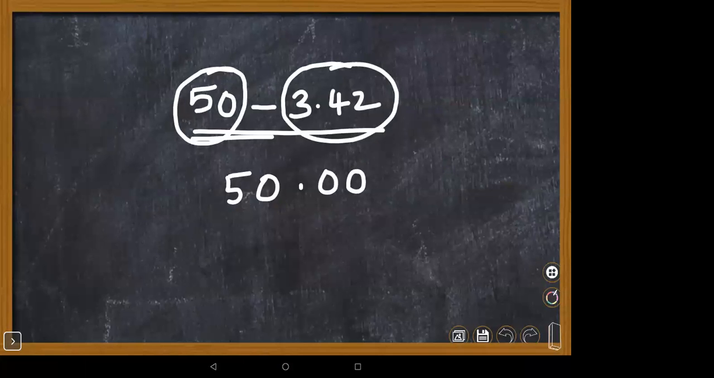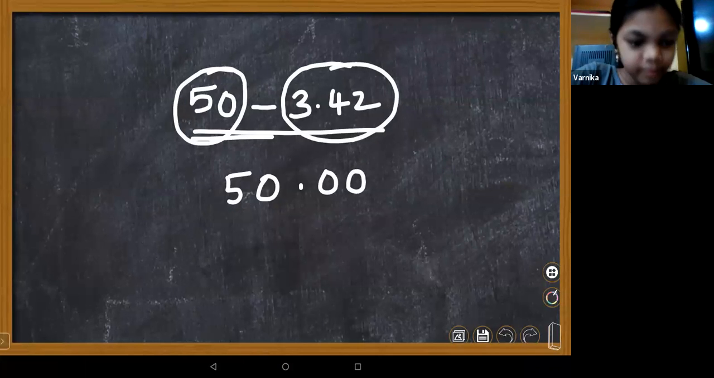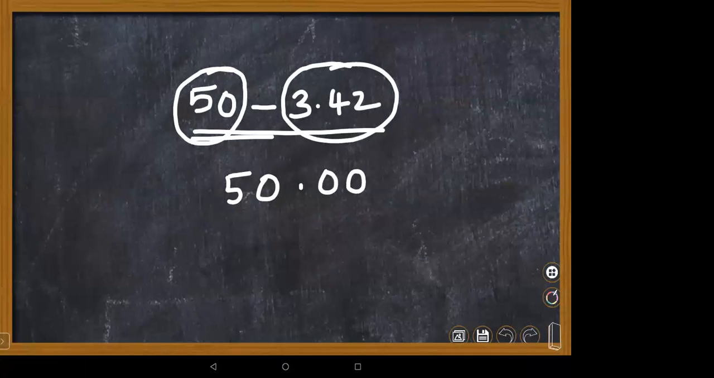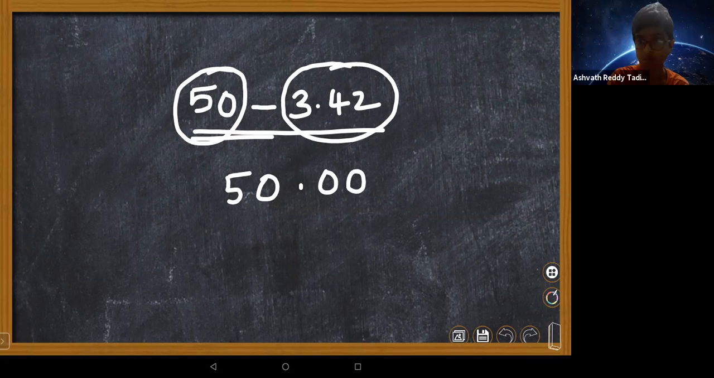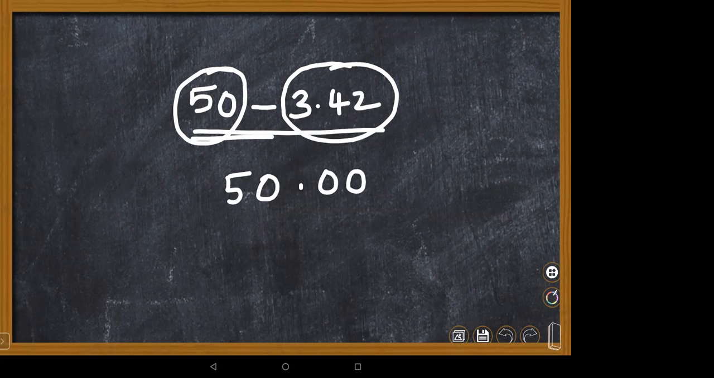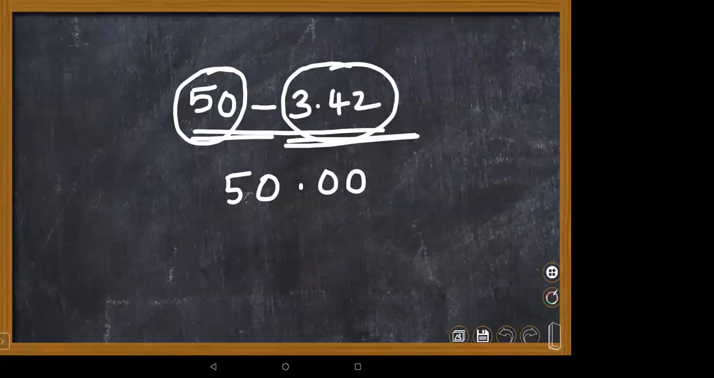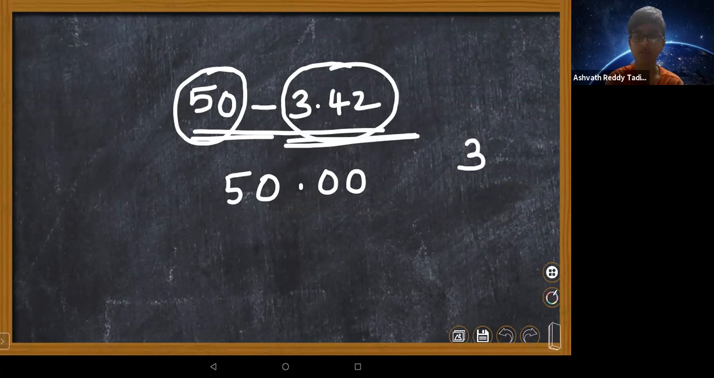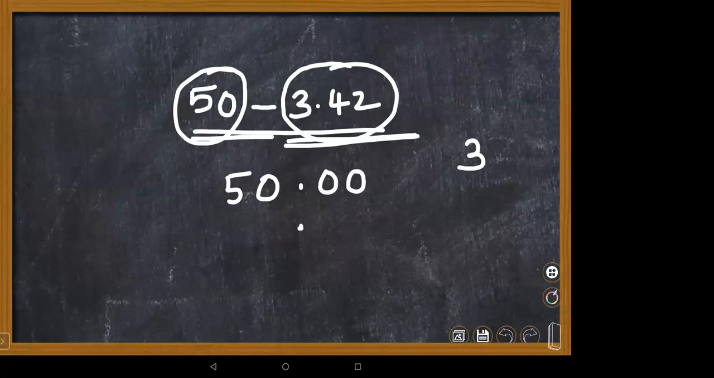Varnika. Yes, ma'am. See here, what is the whole part? 50 only. 50 means it's a whole part or decimal part? Yes, it is the whole part or integral part. In the second number, what is the whole part? 50. Point, three. You keep the point. Before the point, what do you have, children? Before the point is the whole part.